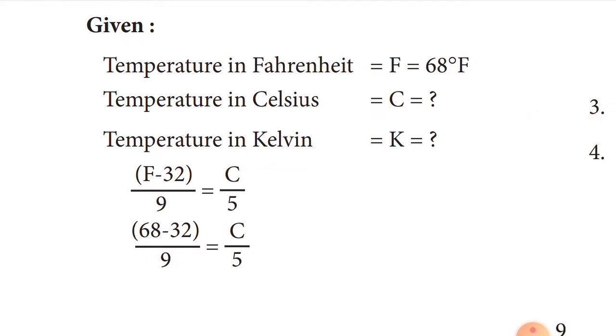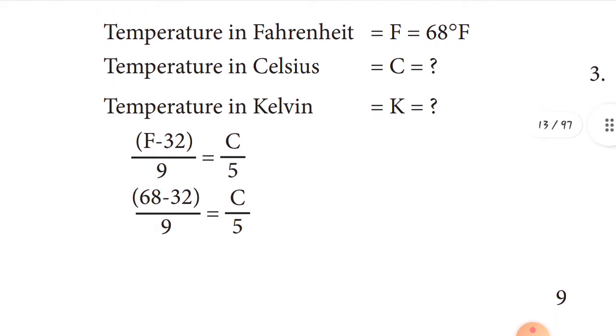Now you write the formula. You know already. The formula is (F minus 32) divided by 9 is equal to C by 5. Substitute the Fahrenheit value F equals 68: (68 minus 32) divided by 9 is equal to C by 5. This step is over. Is this clear, children? The next step: 68 minus 32, how much? 36. So 36 divided by 9 is equal to C by 5.